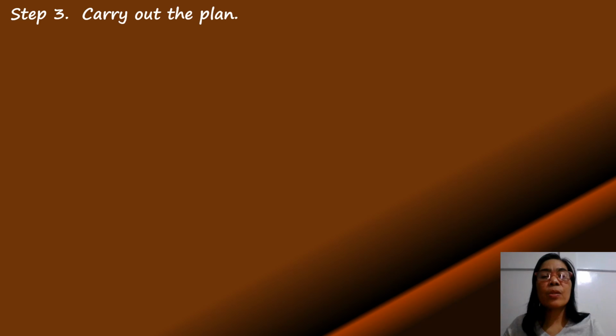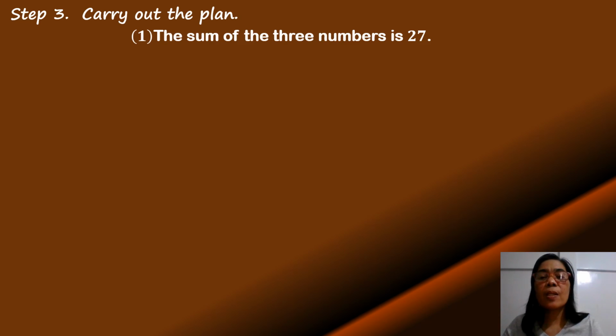We continue our solution. Step 3 is carrying out the plan. So in this step, we are going to formulate the equations based on the given conditions in the problem. And the first condition is that the sum of the three numbers is 27. So if the three unknown numbers were represented by x, y, and z, then we say x plus y plus z is equal to 27.